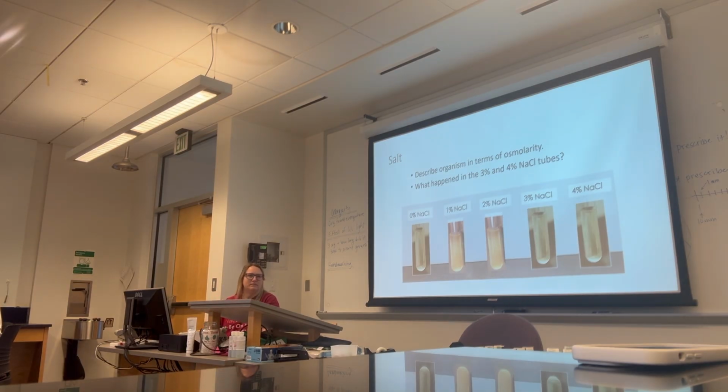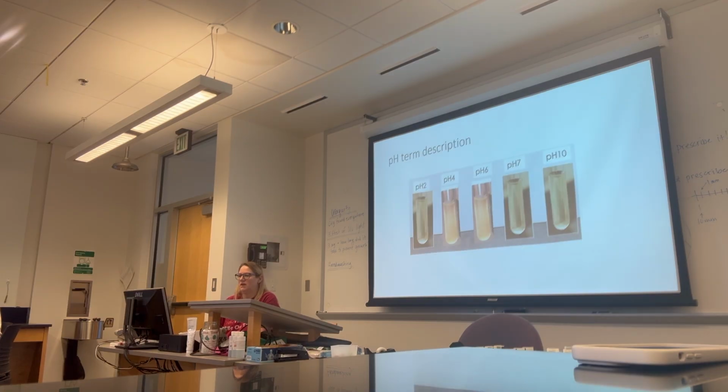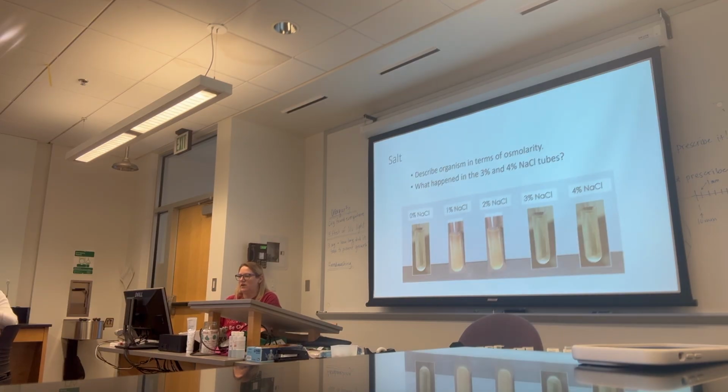And then we could have different results in the test. This is just an example. So if it was growing at the 3% and 4%, instead, we would call it a halophile. So at 3 and 4, it could not handle the salt, so it's plasmolysis. Yeah, that's what happened in this case, when there was no growth at 3 and 4%.